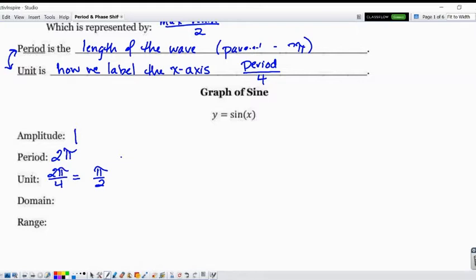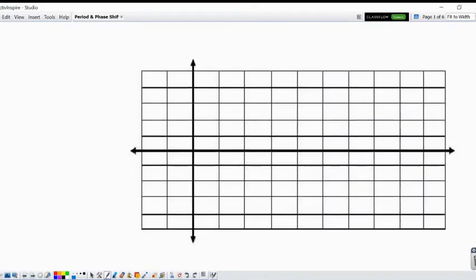The domain of a sine or a cosine curve is always negative infinity to positive infinity. And in this case, our range, because we have not changed the amplitude or shifted our graph up or down, is negative 1 to 1. So when we go to graph, the first thing I like to do is think about my y-axis, the midline, and any vertical shift. There is none here, so our midline will be the x-axis.